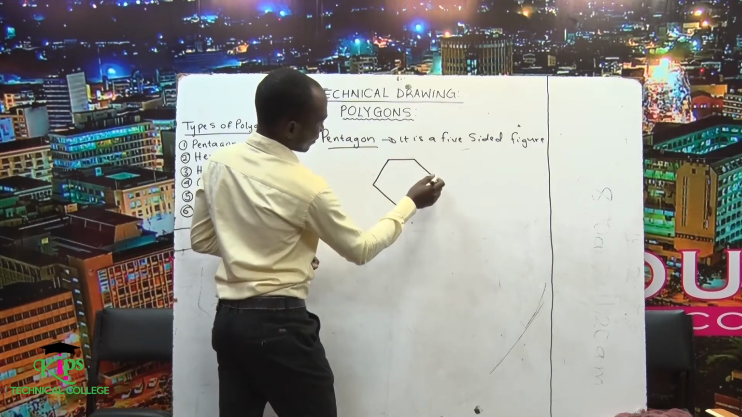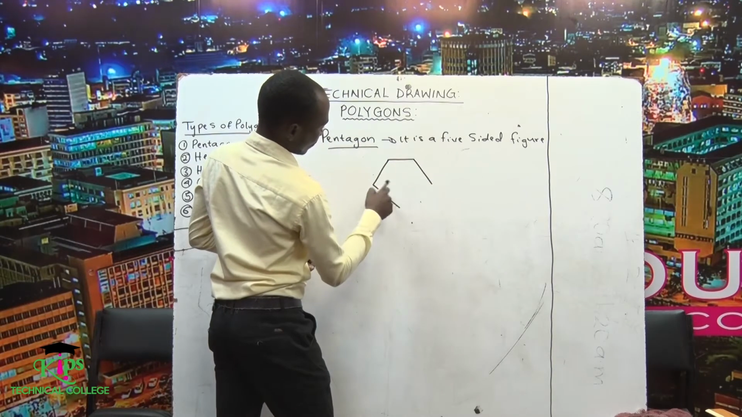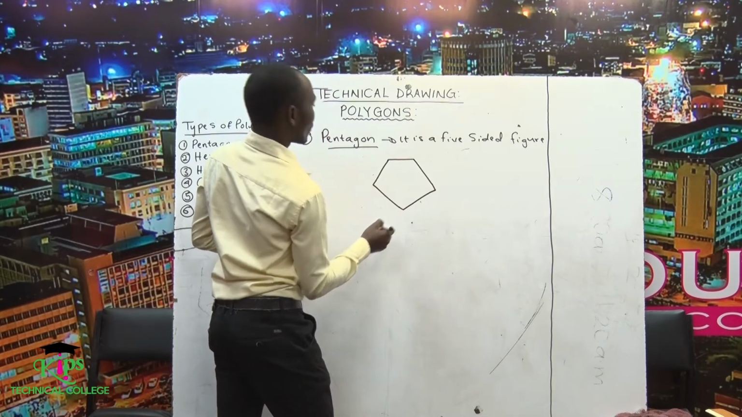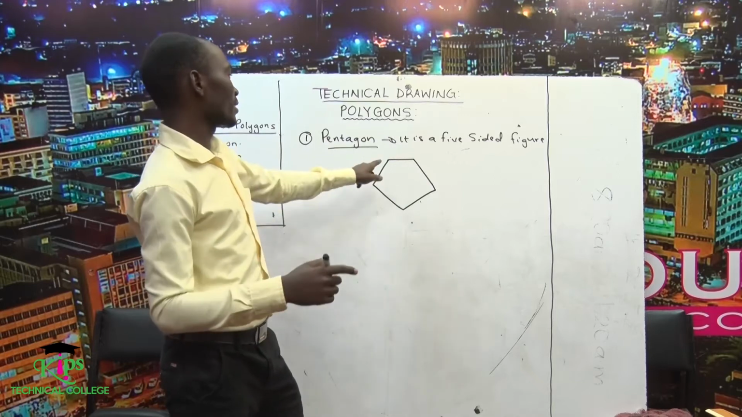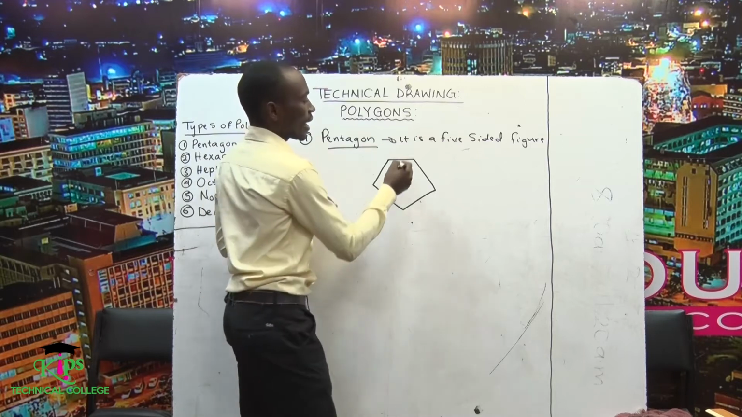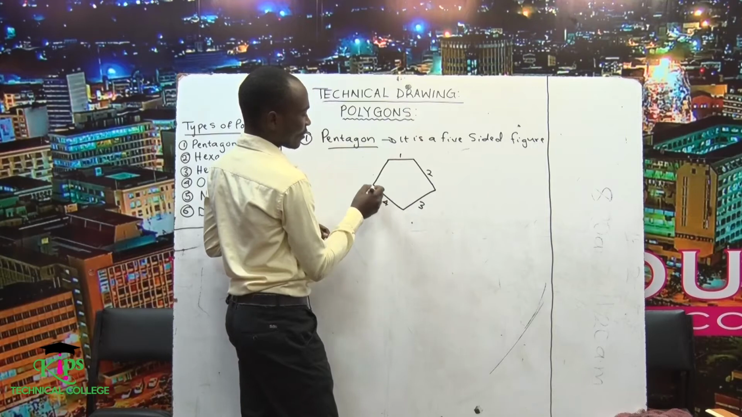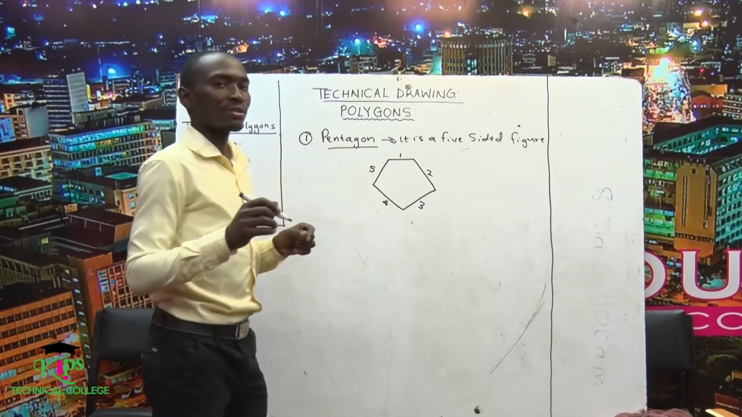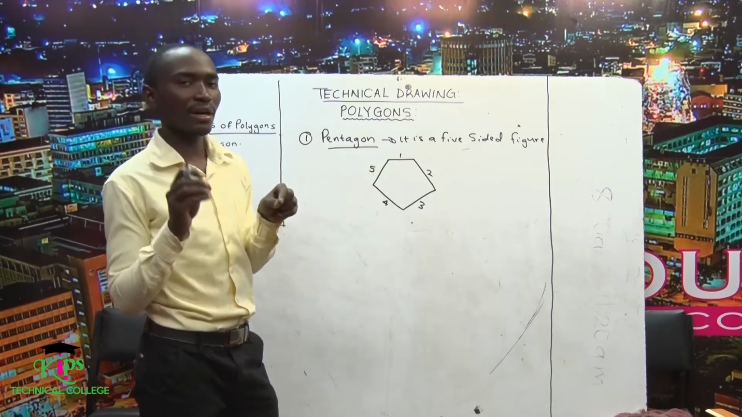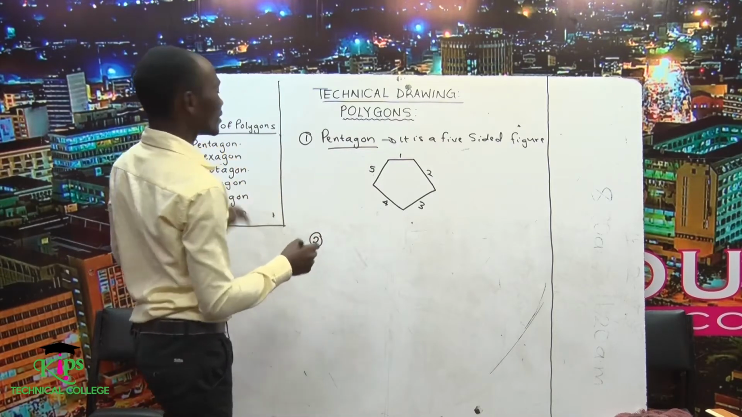One, two, three, four. So you can see that this is a pentagon because it has got five sides: side number 1, side number 2, side number 3, side number 4, side number 5. So any figure that has got 5 sides, we call that one a pentagon. The other one is a hexagon.